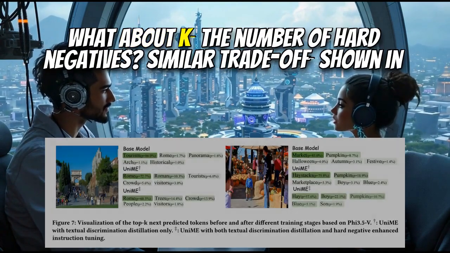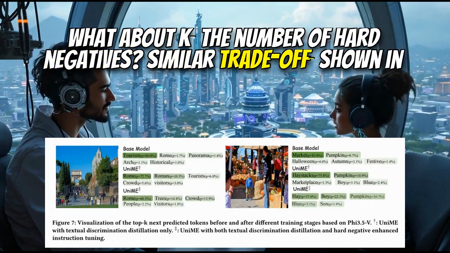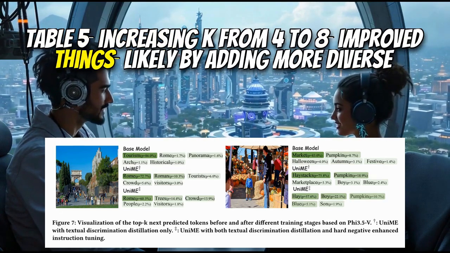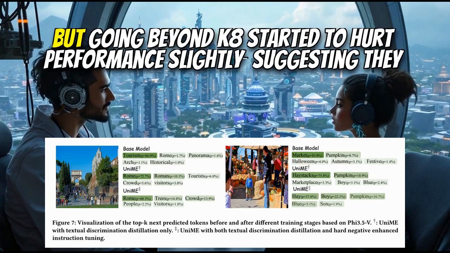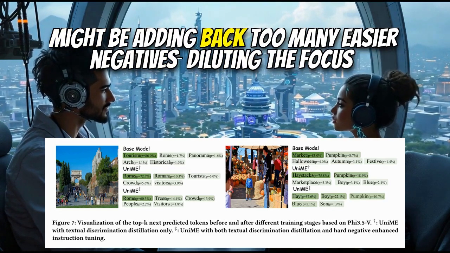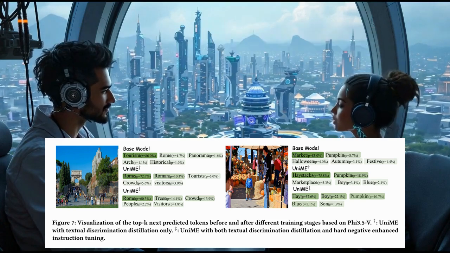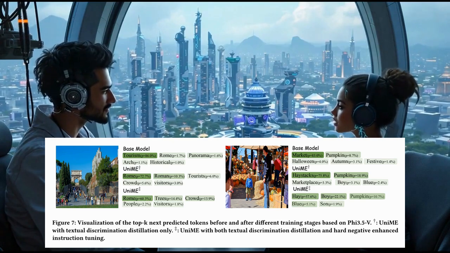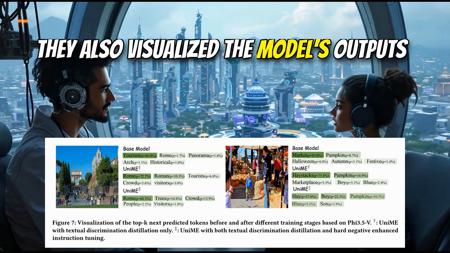Finding that balance. What about K, the number of hard negatives? Similar trade-off, shown in Table 5. Increasing K from 4 to 8 improved things, likely by adding more diverse challenges. But going beyond K=8 started to hurt performance slightly, suggesting they might be adding back too many easier negatives, diluting the focus. So K=8 was their optimal choice. Okay, careful tuning matters.